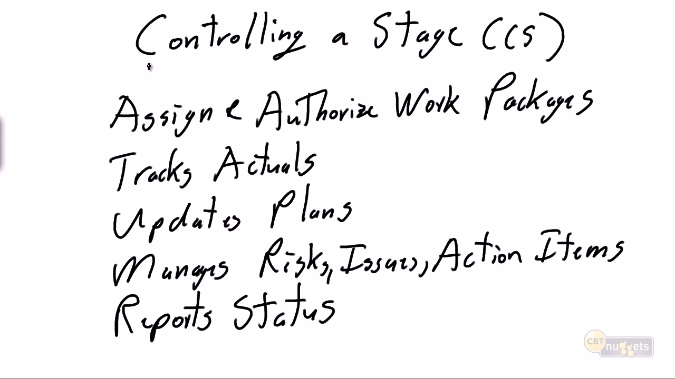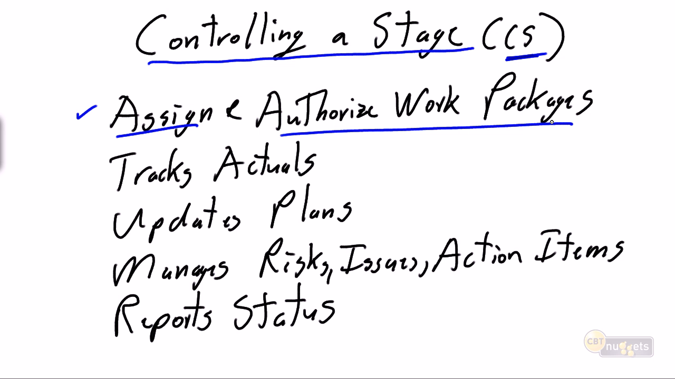And with the project now in progress, as project managers, our focus is on controlling the stage, or CS. In controlling the stage, we assign and authorize the work package. Joe, I want you to take on this work package, which is interview the users. Sally, I want you to take on this work package, which is review the current situation document. So as project managers, we assign and authorize our team to work on the work packages necessary to complete the project. We track the actuals.